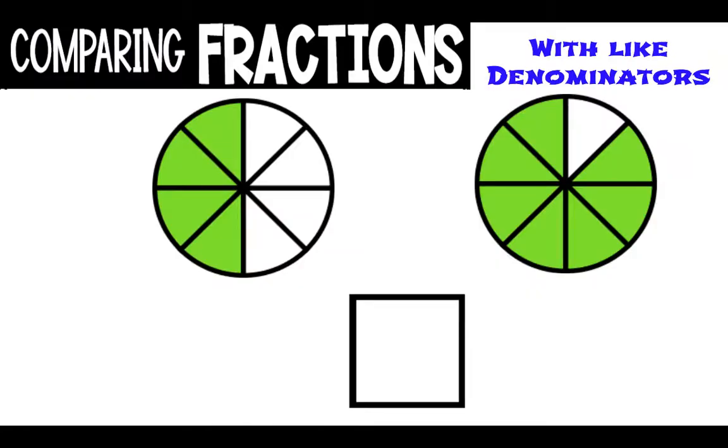So today, guys, we're going to look at some with like denominators. These images both have the same denominator, or bottom number. To the left we have 4/8 because 4 out of the 8 pieces are colored in. And on the right we have 7/8. 7 out of the 8 pieces are colored in. So we need to figure out, is 4/8 less than, greater than, or equal to 7/8?